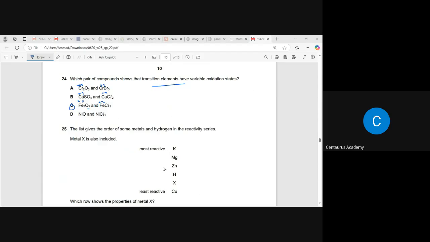Is everyone getting the same answer for question number 24? Is everyone getting the same answer?